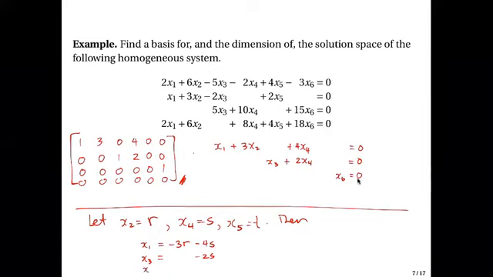So x6 equals, let's put the 0 in here anyway. So this is the general solution. So how do we find the basis and the dimension of the solution space?